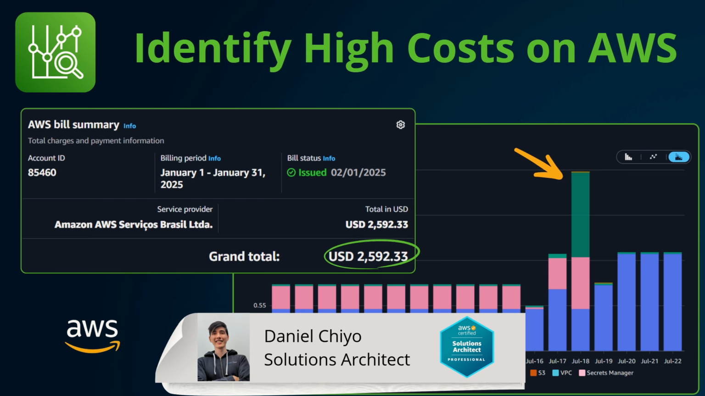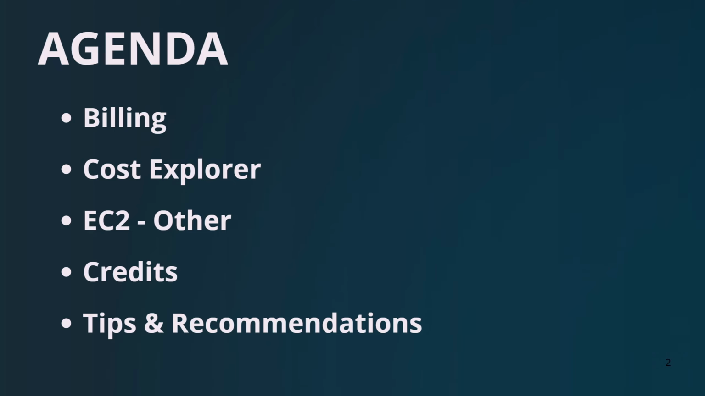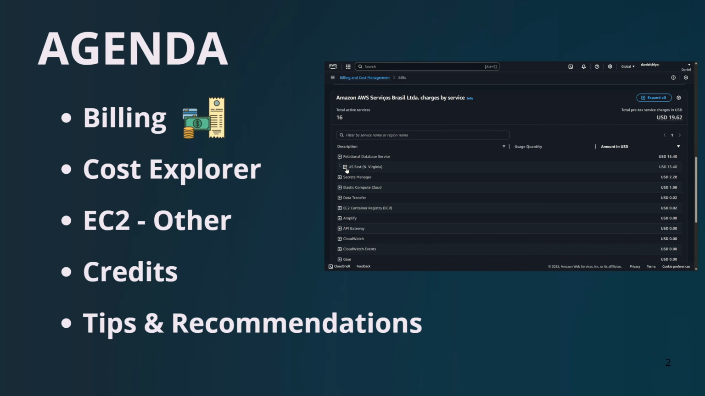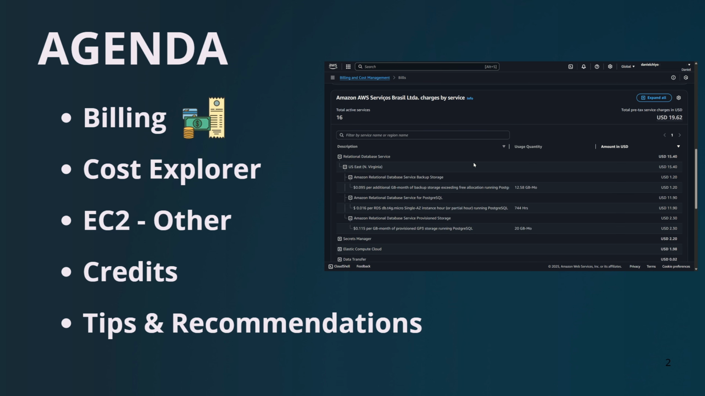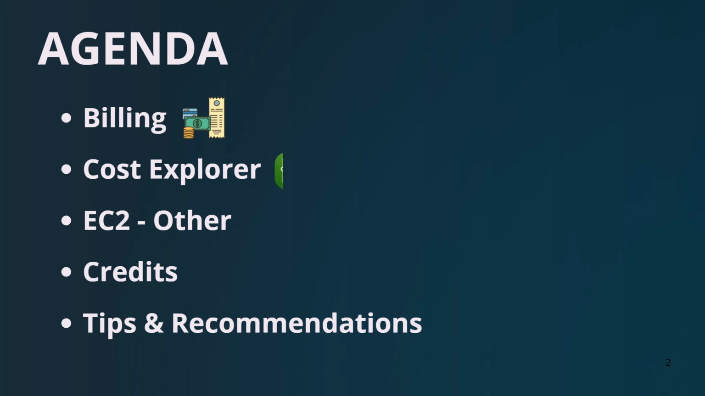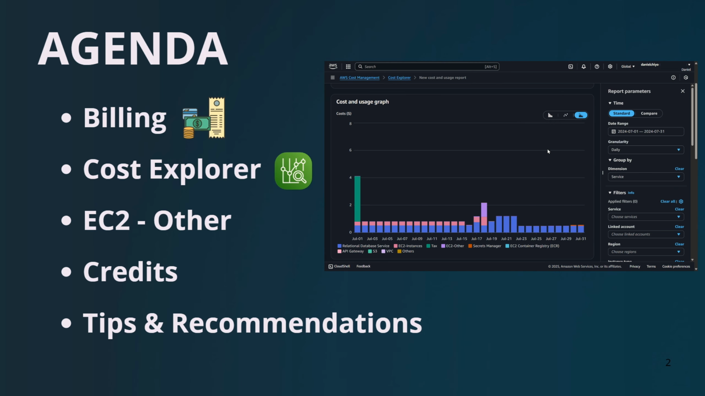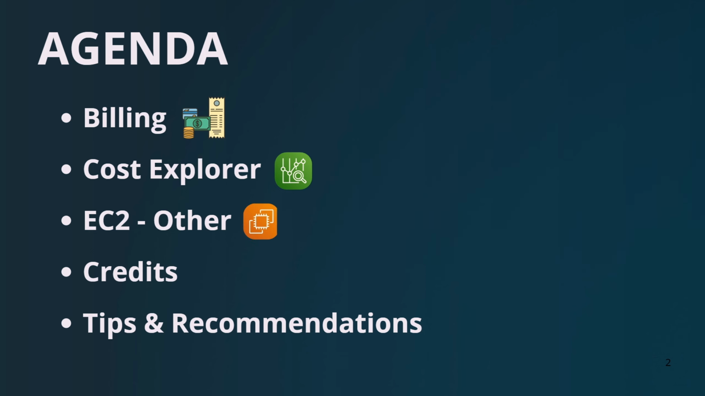Alright, let's take a look at the agenda. We'll cover these topics. The Billing tab. If you're looking for a quick way to see what's driving your costs, this section gives you a clean breakdown of what we've used. Cost Explorer. If you need to understand how your costs evolved over time, like during a testing period, this is where you'll find the answers. EC2 Other.